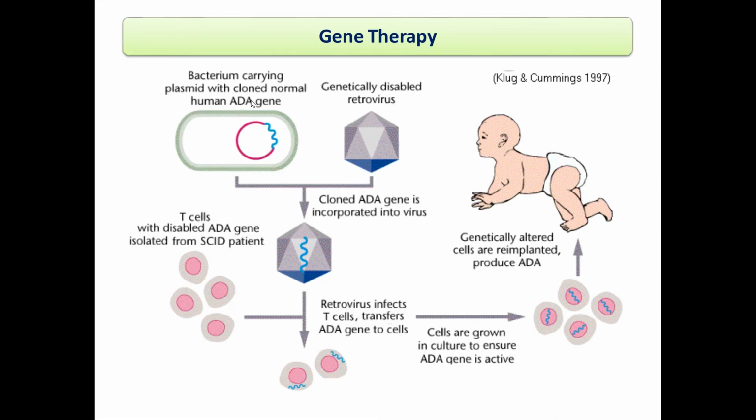Here the bacterium carrying the ADA gene is incorporated with the plasmid. The cloned ADA gene is incorporated into the retrovirus, and this retrovirus is made to infect the patient's T cells in which the ADA gene is disabled. This will be transferred to the culture medium to ensure that the ADA gene is active in the cells, and they will be re-implanted into the bone marrow of the patient's body.